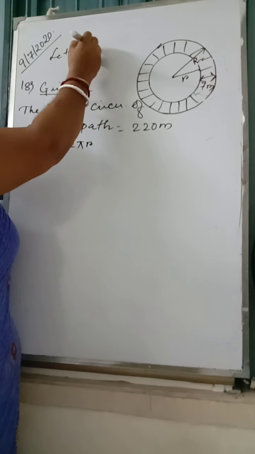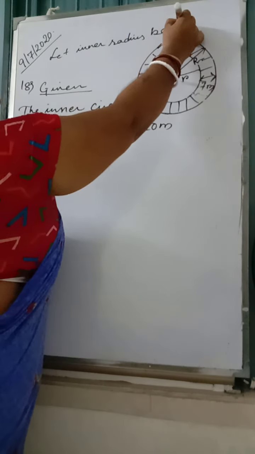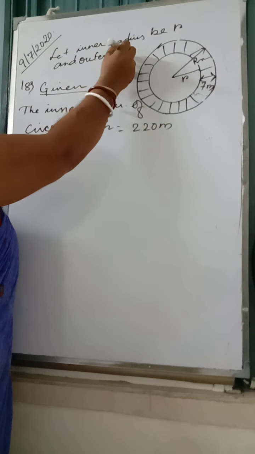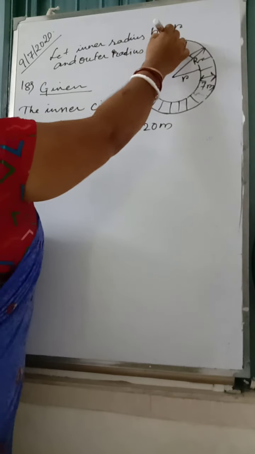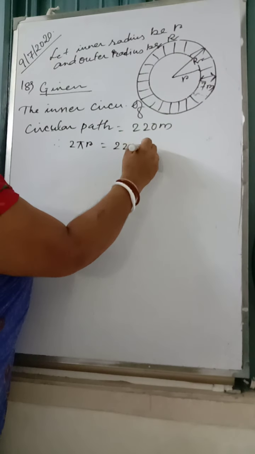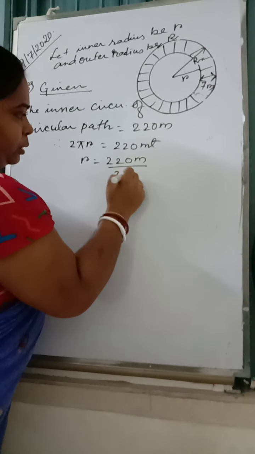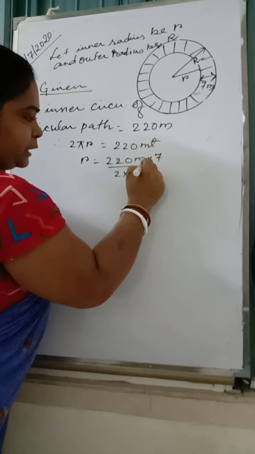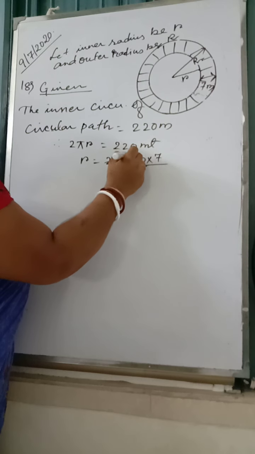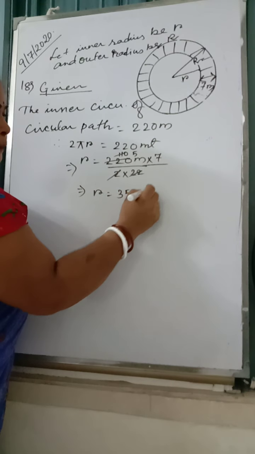So let the inner radius be small r and the outer radius be capital R, okay? So 2 pi r is equal to 220 meter, or r is equal to 220 meter divided by 2 pi. Pi's value is 22 by 7. The 7 will go up. 210 times 22, 5 times. So we have got r is equal to 35 meter.